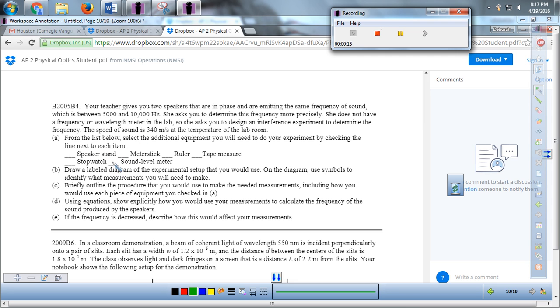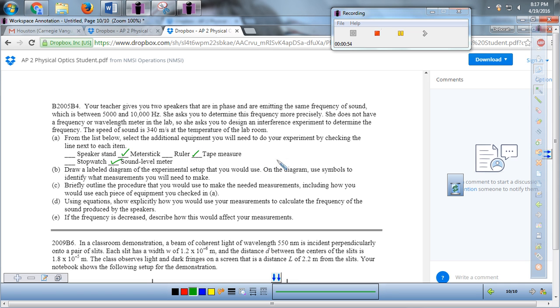each of them. Okay, so I want a sound level meter so I'll know when I've got minimums and maximums. I want to have a meter stick. I want to have a tape measure. And that's all I need. And some people would select stopwatch because you think about speed as distance over time. Don't even go there. Okay?